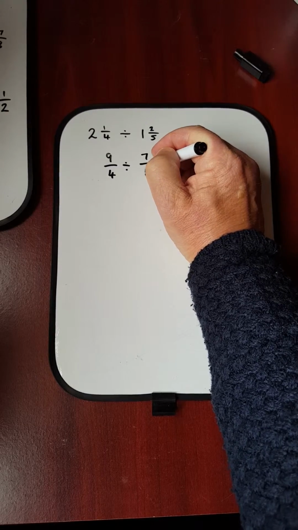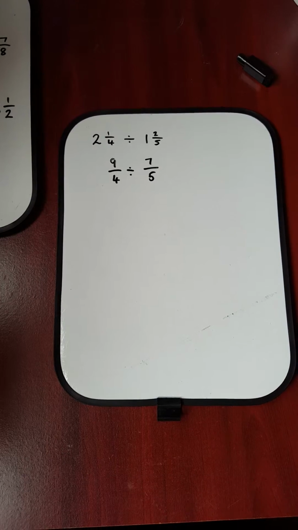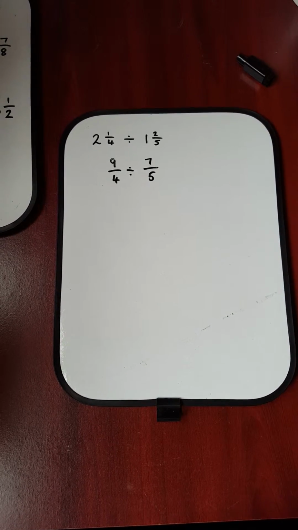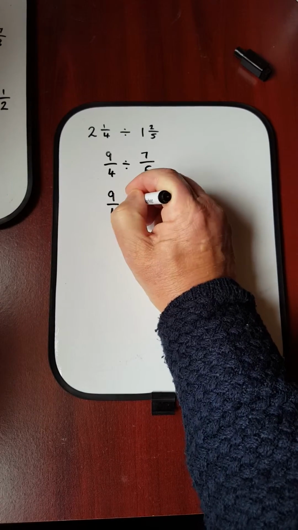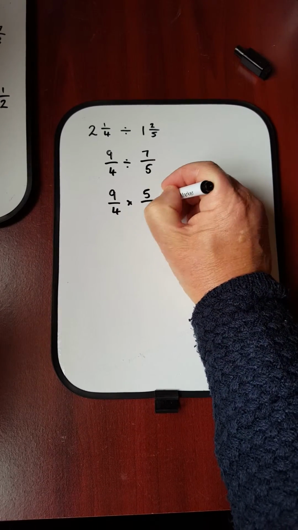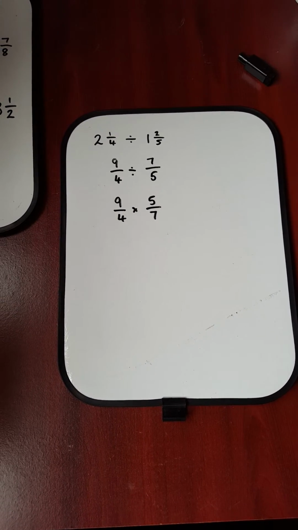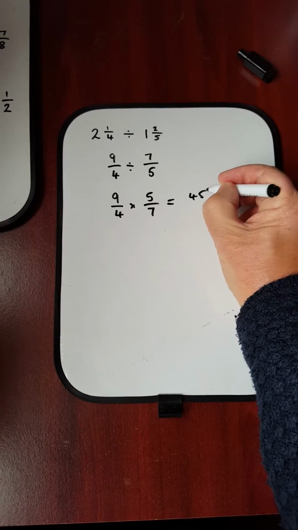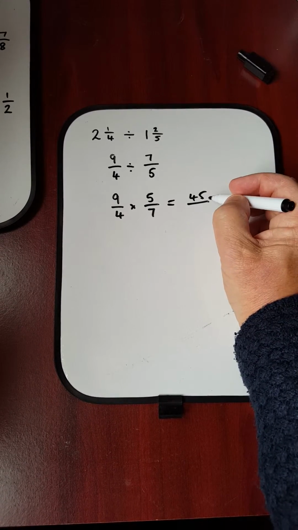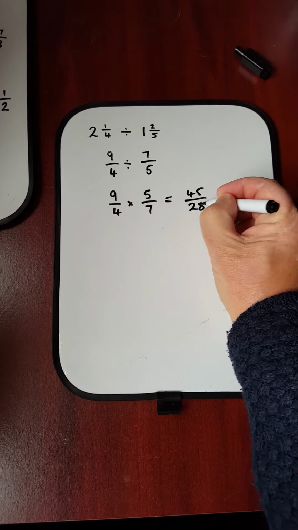So that's 7/5. Now, we've not done anything clever yet, have we? All we've done is turn it into an improper fraction. So now, 9/4 times 5/7. Okay. 9 5s are 45. 4 7s are 28.